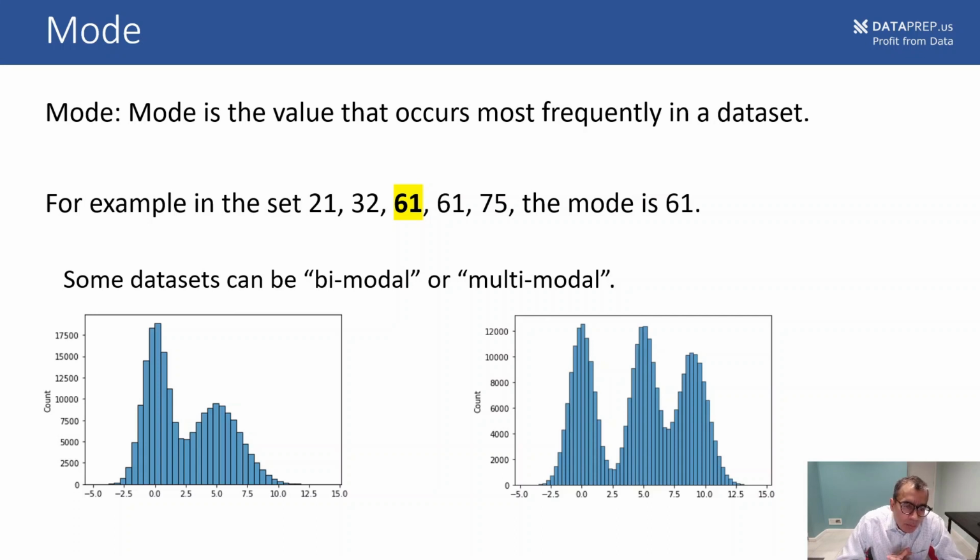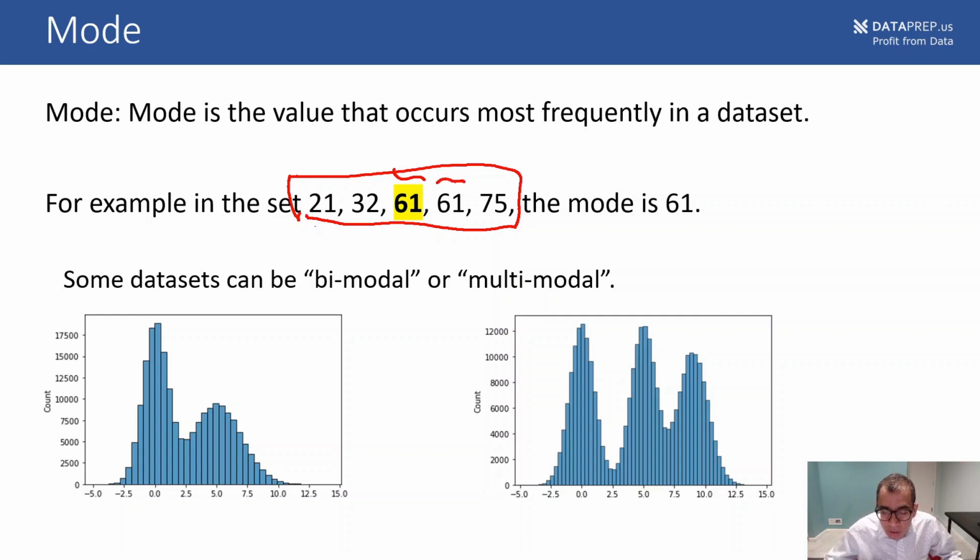Mode. Mode is the value that occurs most frequently in a data set. And this can be quite useful sometimes to understand as well. So if you have a data set, for example, that looks like this, 5 values, just for the sake of simplicity, then we see that the value 61 appears twice. That is the most occurring value, so 61 would be the mode.